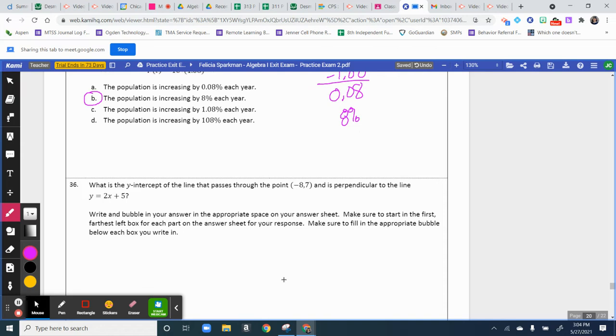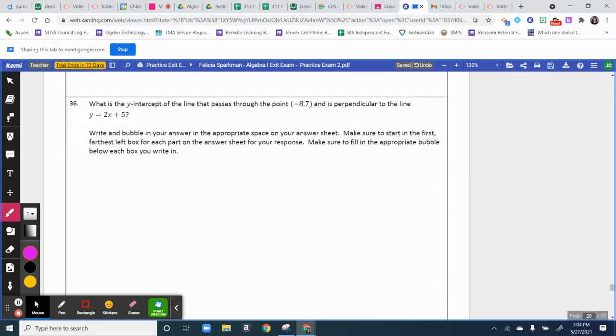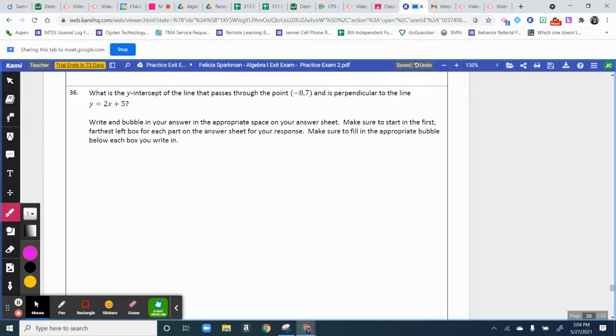Okay, almost there, a couple more. What is the y-intercept of the line that passes through the point (-8, 7) and is perpendicular to the line y equals 2x plus 5? So if it's perpendicular, the slopes are opposite reciprocals. Here I have a slope of 2. So the opposite reciprocal of 2 is negative 1/2.